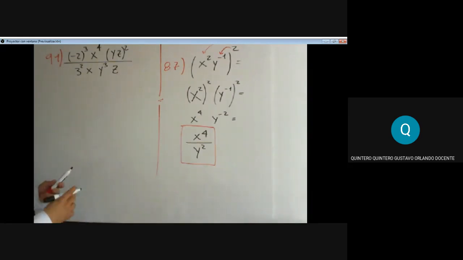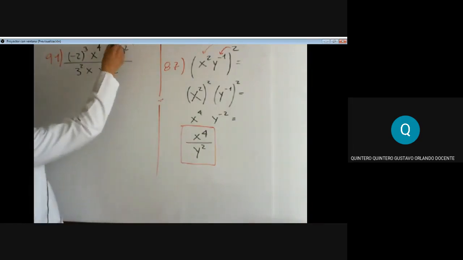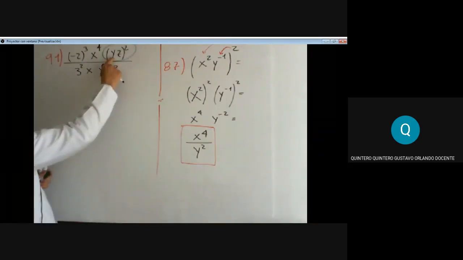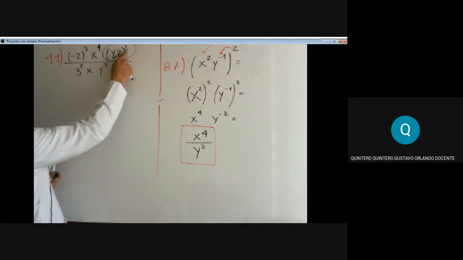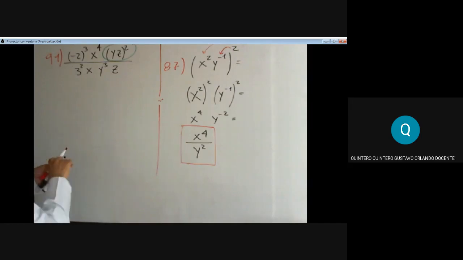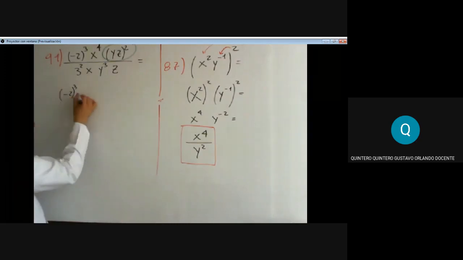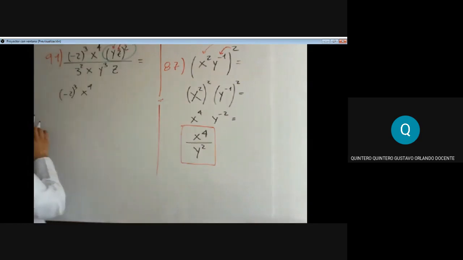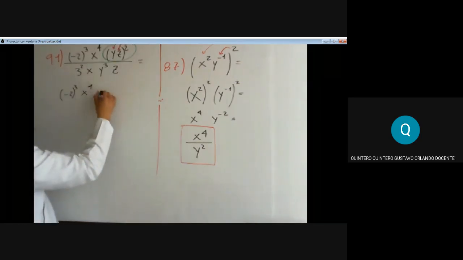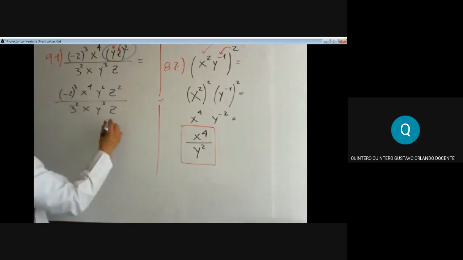Let's work on the things we can work, and let's leave out the things that we cannot. For example, we can work on this first. This yz to the second power, we can distribute the exponent to the y and to the z. What I mean by that is leave everything the same: negative 2 to the 3, x to the 4, and then y to the second power, z to the second power, all of that over 3 to the second power x, y to the 3, and z.